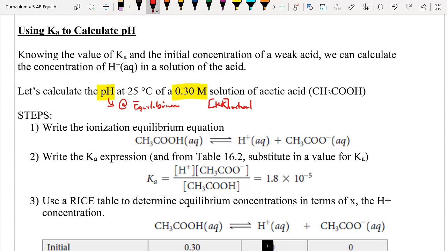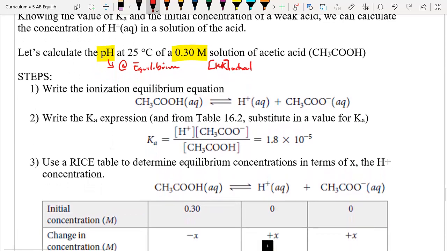So here are the steps that we'll take. First thing that you want to do is make sure you know what the ionization equilibrium equation is going to be. We begin here with acetic acid, that is our CH3COOH, the combined molecular form. It will separate off, it'll ionize and lose one of the hydrogen ions, and then we will have our CH3COO-, the acetate ion, remaining.